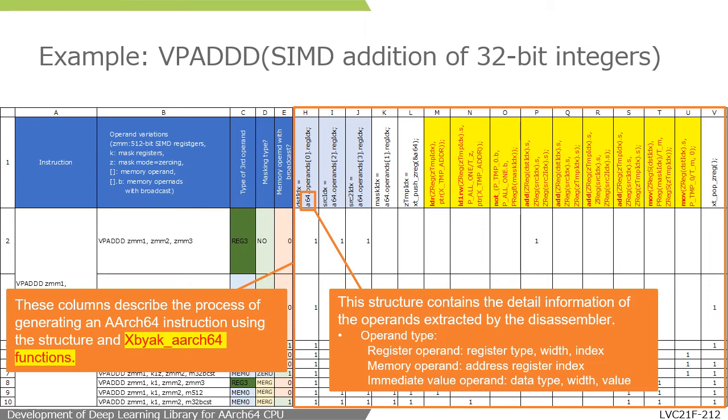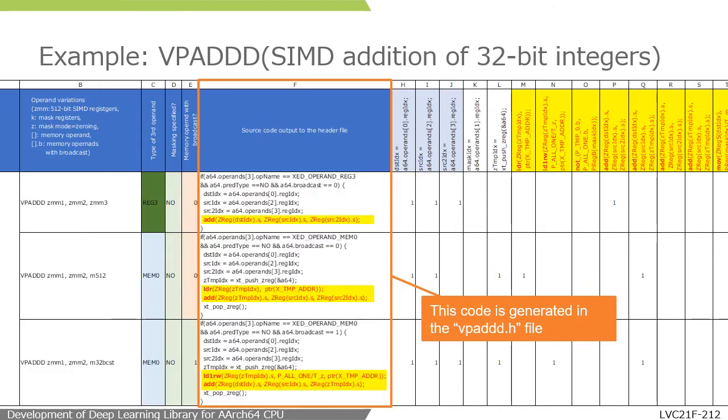The A64 structure contains the detailed information of the operands extracted by the disassembler. Using the disassembled information and Xbyak AArch64 functions, we can describe how to generate ARM instructions corresponding to the VPADDD instruction. Column F shows the code generated by this table. The code is written in the VPADDD.h file.